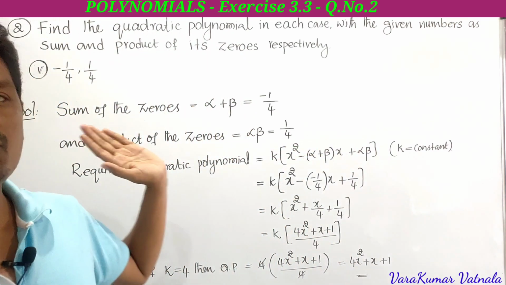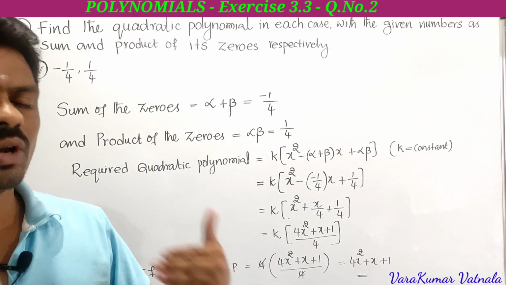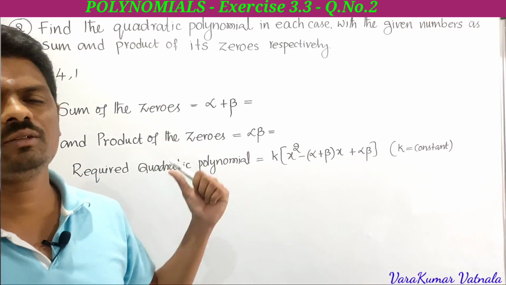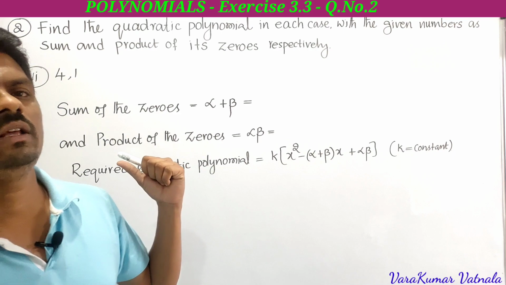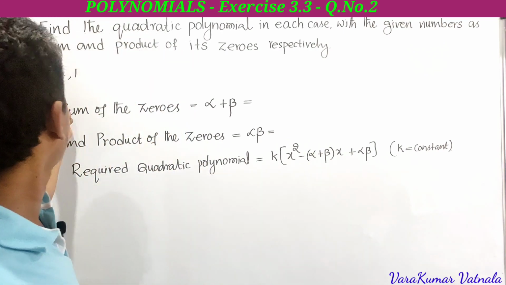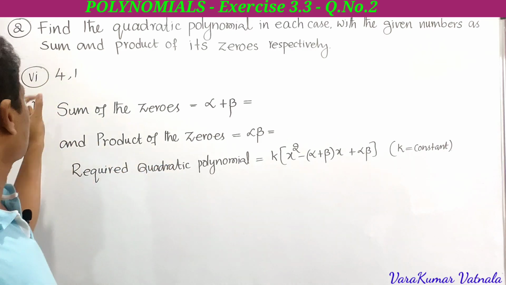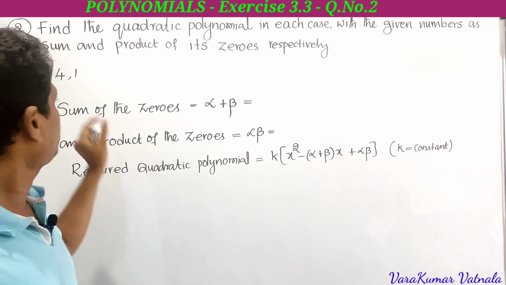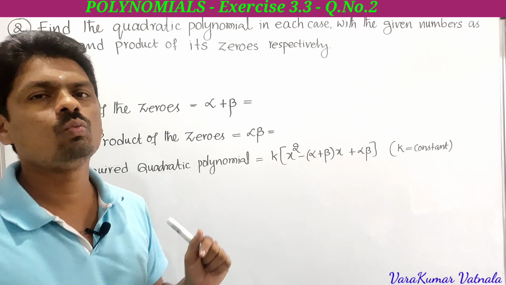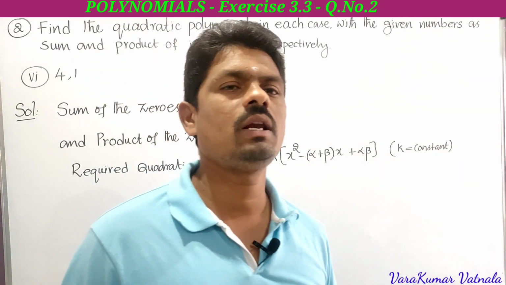So this is the fifth bit in the second problem. So next we have to solve the sixth bit. This is the sixth bit in the second problem. Totally there are 6 bits. This is the last bit. So it has given 4 comma 1. So the sum of the zeros is 4 and the product of the zeros is 1. So using these two we have to find the quadratic polynomial.